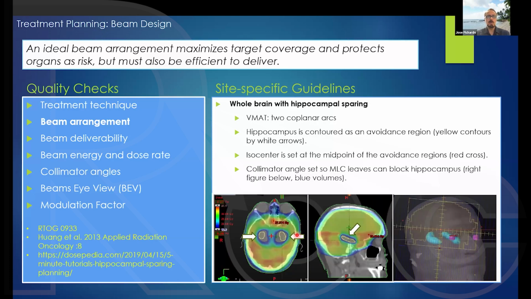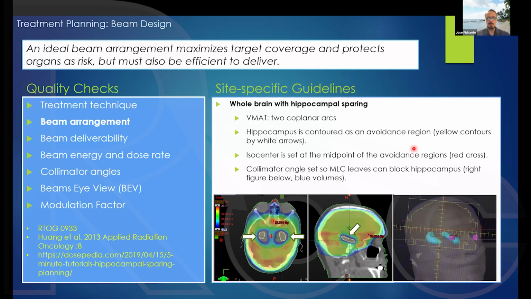For whole brain with hippocampal sparing, usually the way I've seen it treated is with VMAT with 2 coplanar arcs. The hippocampus, which I'm showing you here with the white arrows, is contoured as an avoidance region. We're trying to protect that. Why are we trying to protect the hippocampus? Well, because the hippocampus is responsible for learning and memory in patients.